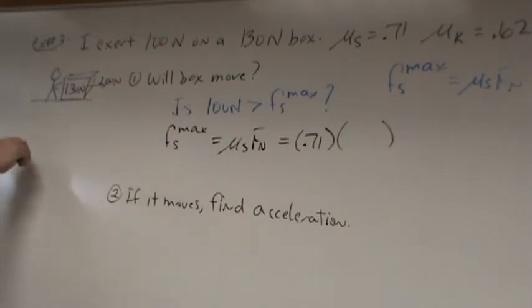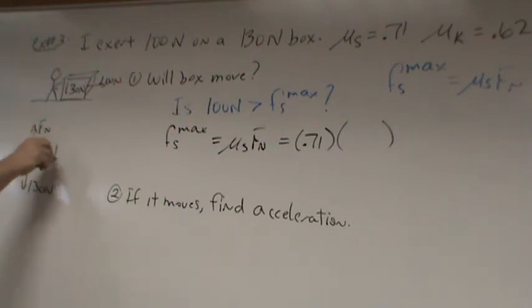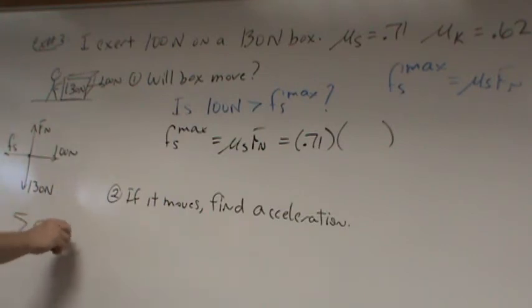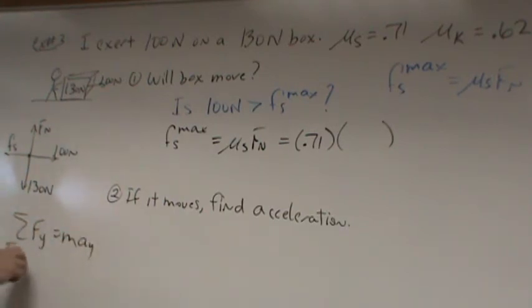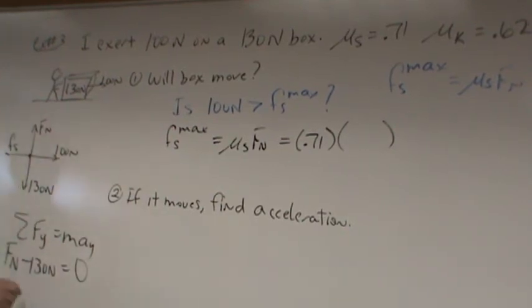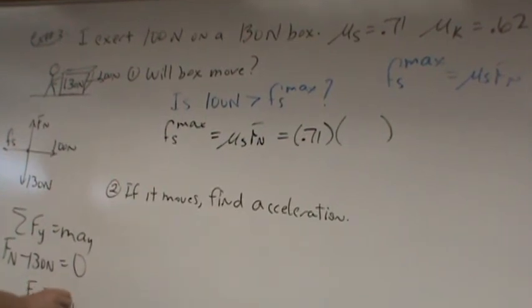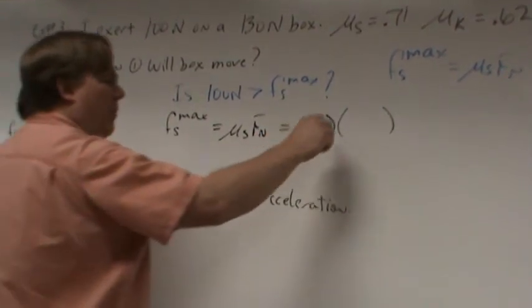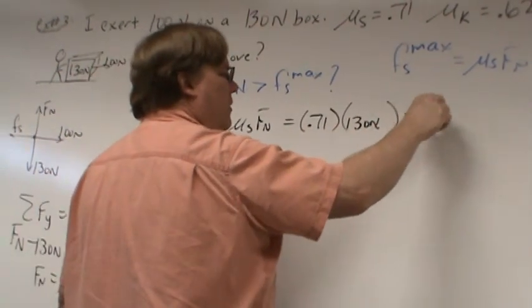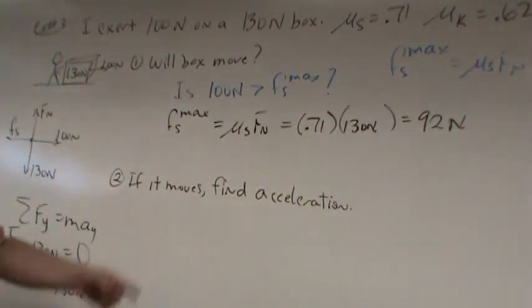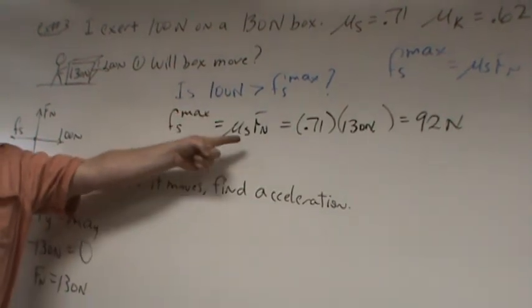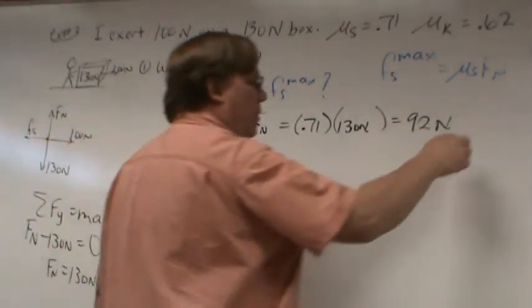So I'm still going to go through the motions of showing you, hey, I still got to do a free body diagram, and then the sum of the forces equals ma. The sum of the forces in the y direction equals may. All I got is normal force up. I got 130 down. The acceleration is 0 because it's not accelerating in the y direction. And I get normal force equals 130 newtons. You see? So the maximum static friction ends up being approximately 92 newtons. So yeah, I'm exerting more force than the maximum static friction force. So it moves.